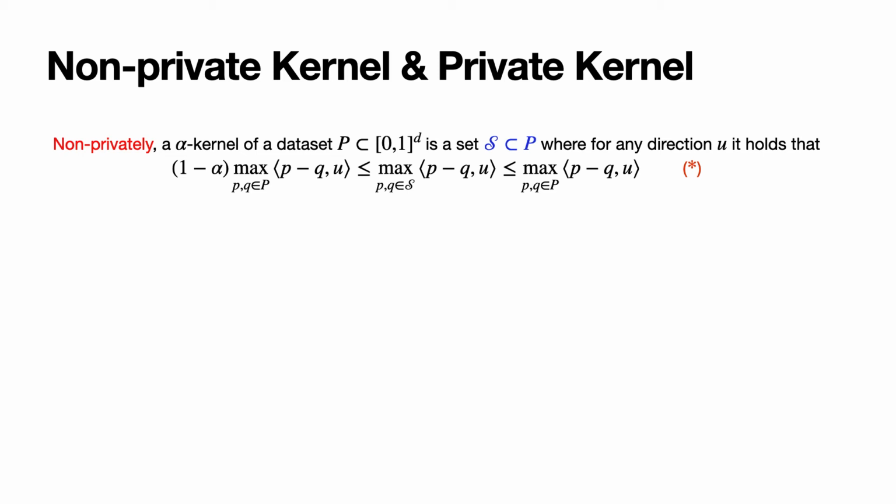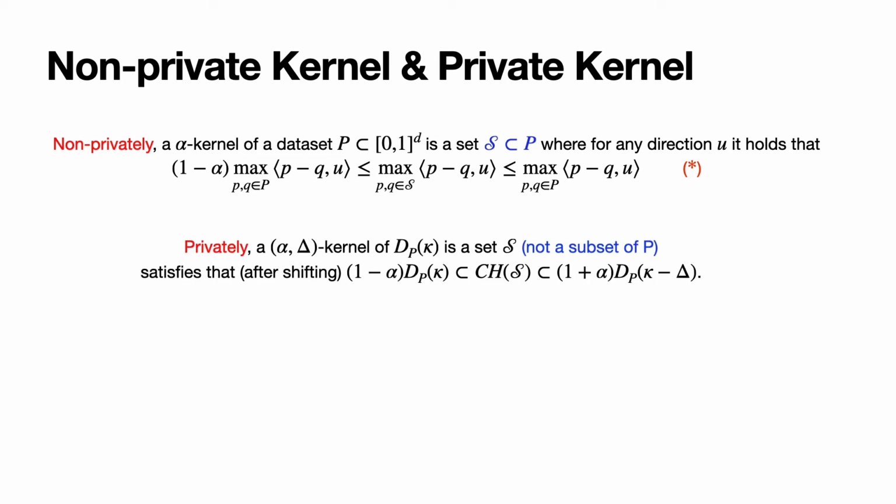Why do we use this bicriterial definition here, which requires the convex hull of the kernel to be sandwiched between a 1 minus alpha scaling of the kappa Tukey region and a 1 plus alpha scaling of the shallower kappa minus delta Tukey region, instead of using the above inequality star directly?